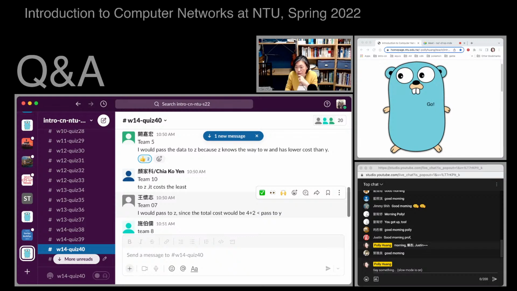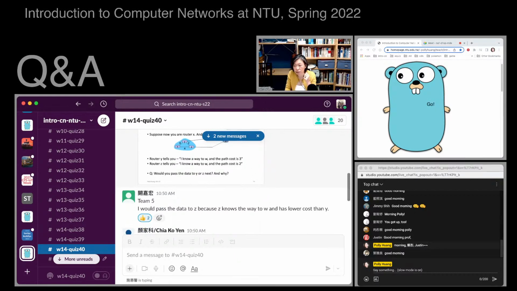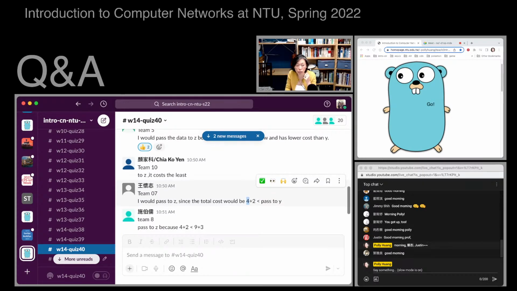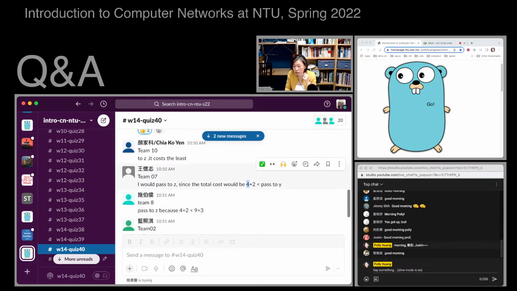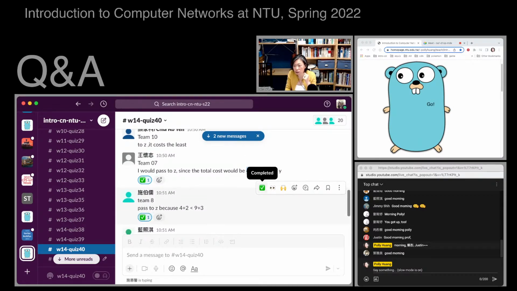Team 7, pass to Z. Yeah, because the cost is 4 plus 2, right? 4 is the link cost from X to Z. And Z says the cost to W is 2, together 6. And this is lower than passing to Y, which is 9 already. And the cost to W from Y is 3, together 12. So 6 is much lower than 12. So I guess for this question, it's quite clear, isn't it? Pass to Z. Very good.